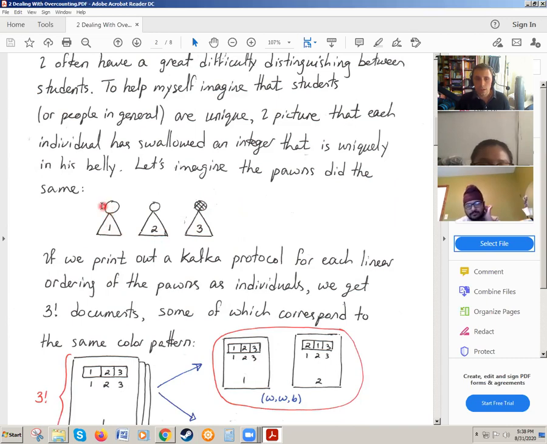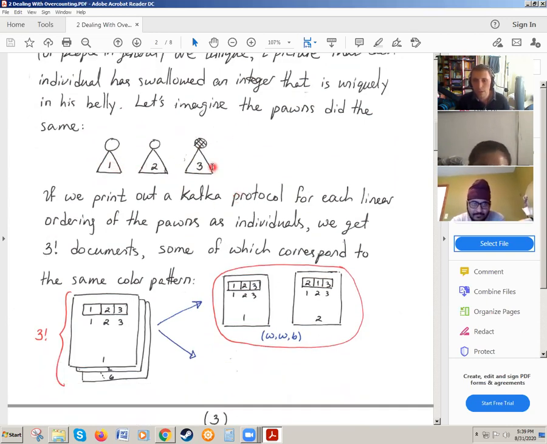So I imagine that the pawns have each swallowed a unique positive integer, and this way they are now all distinct. It's swallowed because I cannot see it, so I cannot tell really when I look at it. I do not know if I'm seeing 2, 1, and then 3, or 1, 2, 3. But in this case, I imagine that they're all visible to me.